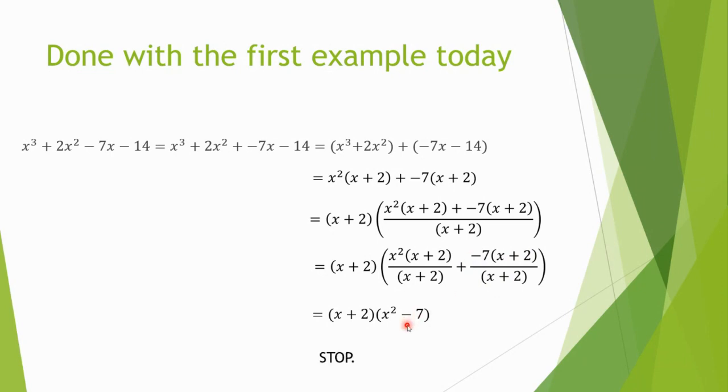And we stop here, actually. Normally you would factor further if you can. We can't factor any further because you can only factor x squared minus a perfect square. In other words, you can't factor this because 7 is not a perfect square.